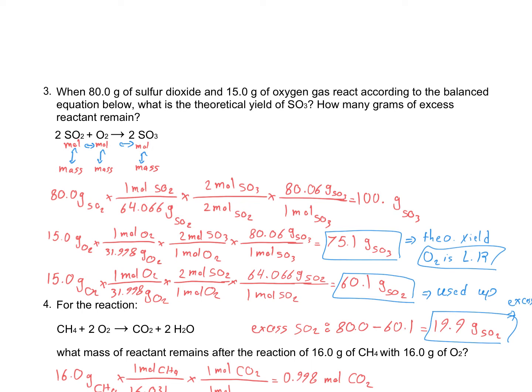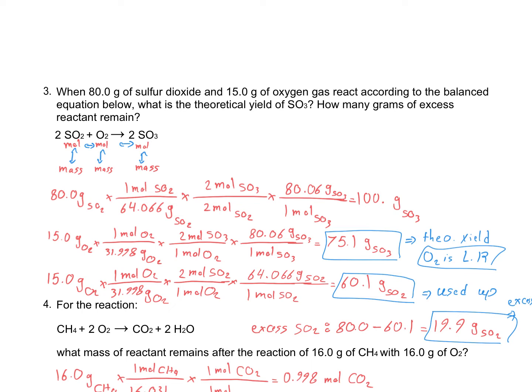The one that makes less product is the limiting reagent, and the amount of product with the limiting reagent is the theoretical yield. You see that with 80 gram of SO2, we make 100 gram of SO3, and with 15 gram of O2, we make 75.1 gram of SO3. So since oxygen is making less product, oxygen is the limiting reagent, and the product that we make with the limiting reagent is the theoretical yield. Therefore, the theoretical yield is 75.1.